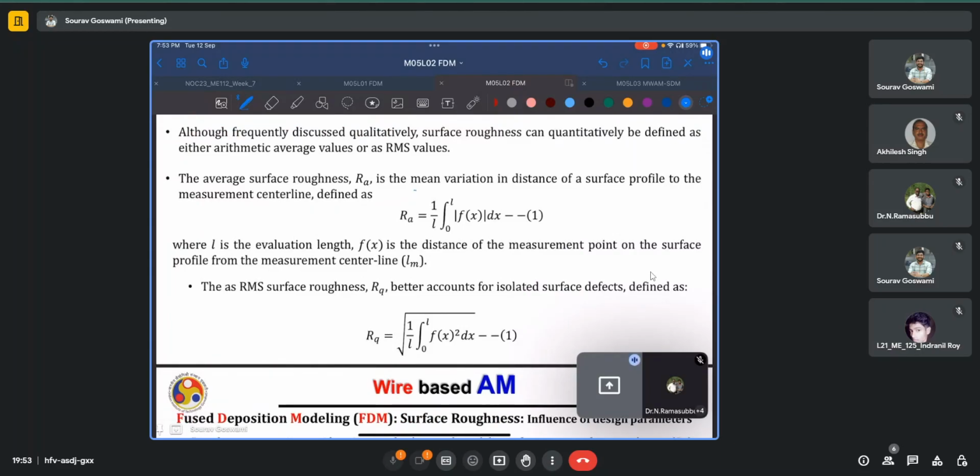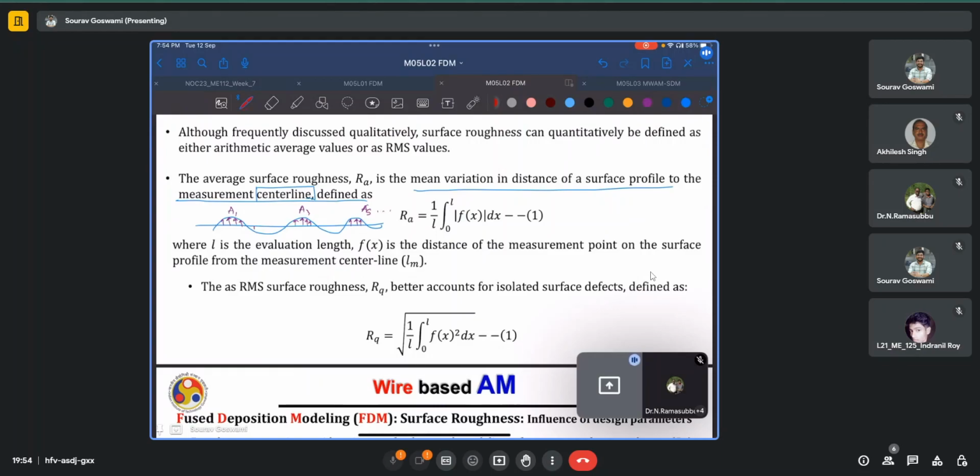So Ra is actually the mean variation of distance of a surface profile to the measurement center line. So the center line is defined like this: say I have a wavy surface. I first have to construct a line which will be such that the areas above that line, say I denote them by some odd subscripts such as A1, A3, A5, and so on.